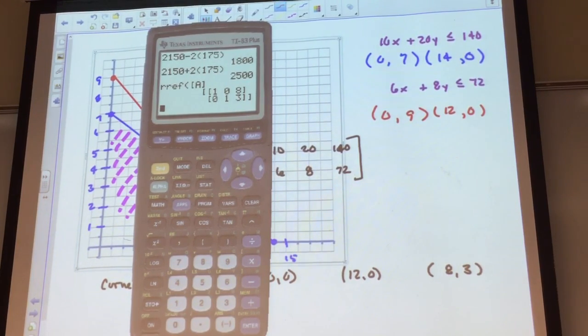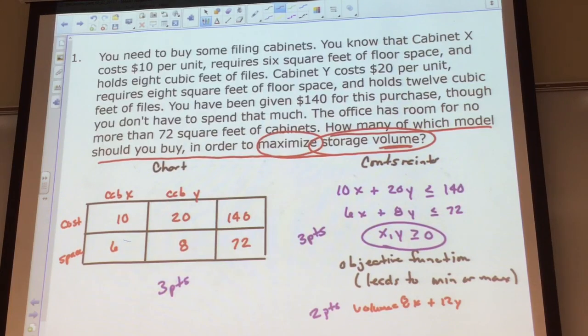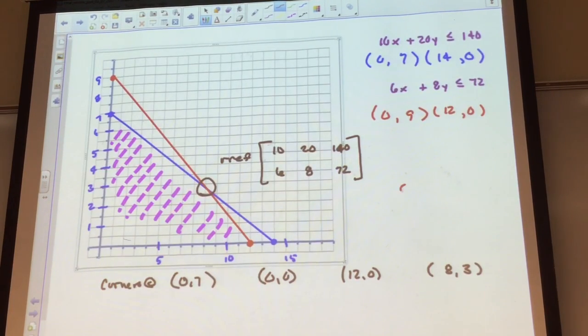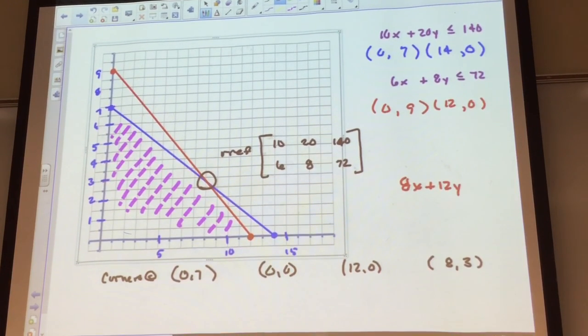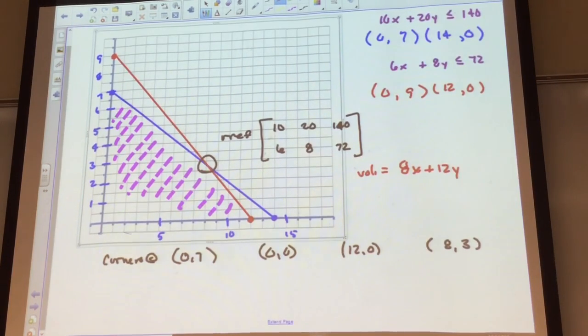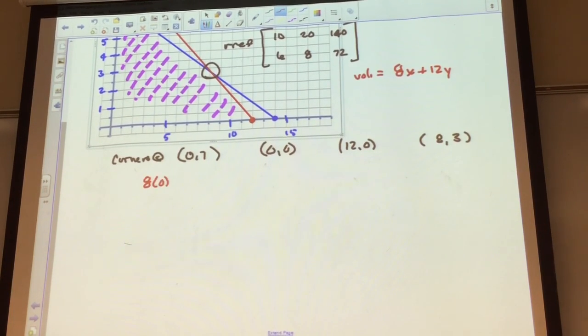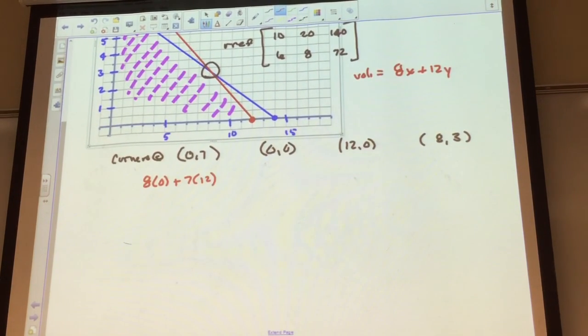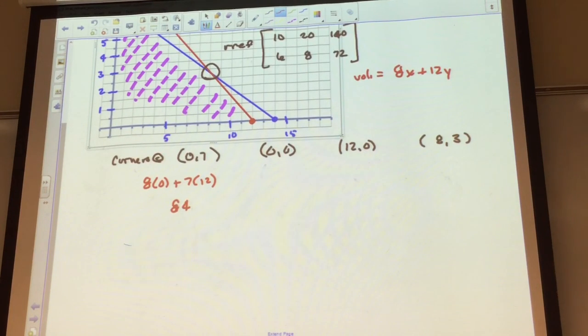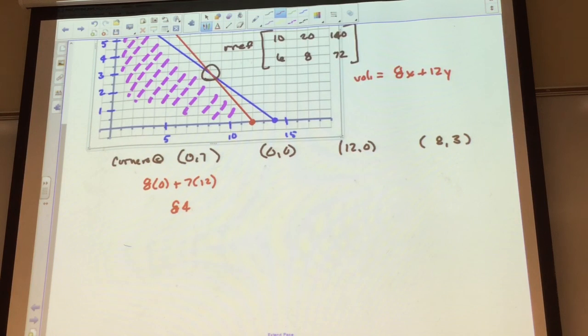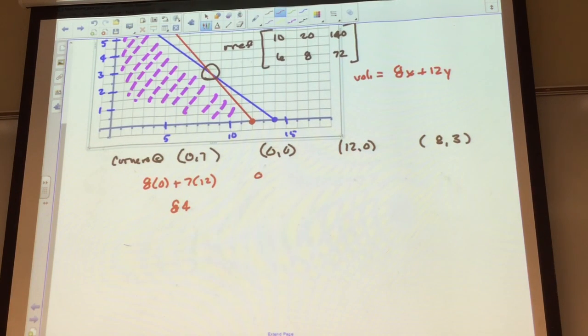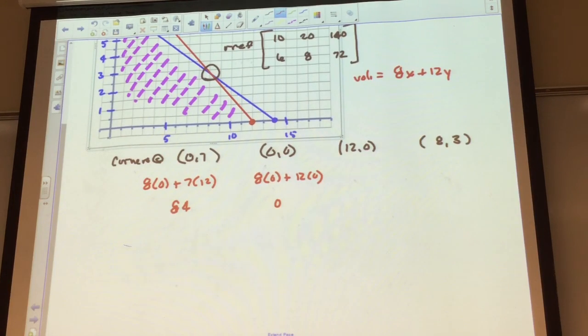Now my objective function was 8x plus 12y. But I'm trying to find out the maximum volume there. So if I'm trying to find the maximum volume in that problem, then I'm looking at 8 times 0 and 7 times 12, which gives me 84 cubic feet of storage space. I'm looking at 8 times 0 and 12 times 0, which means if I don't buy any of each, then I don't have any storage space. But I get $140 I gotta get back.